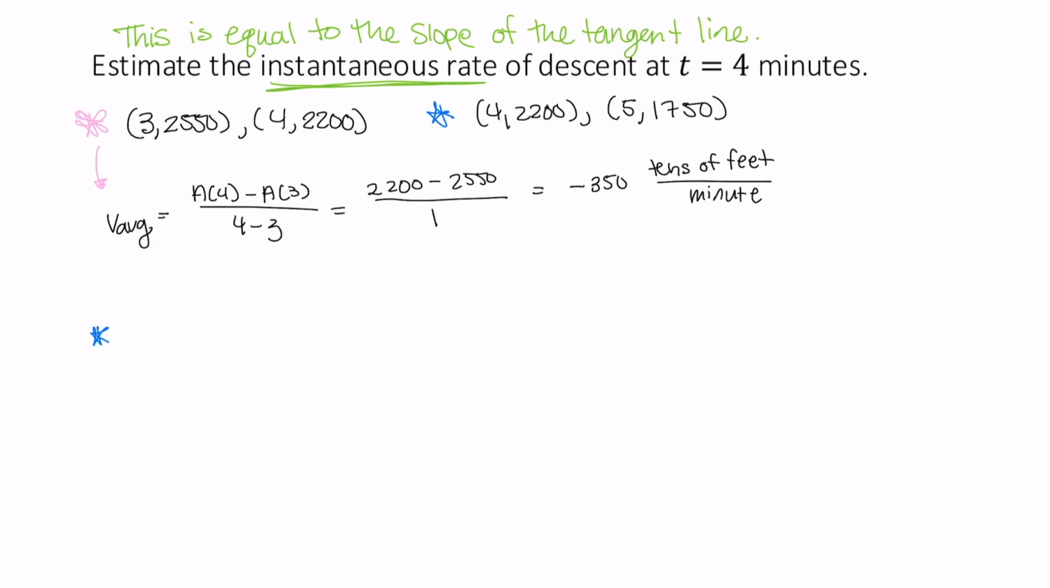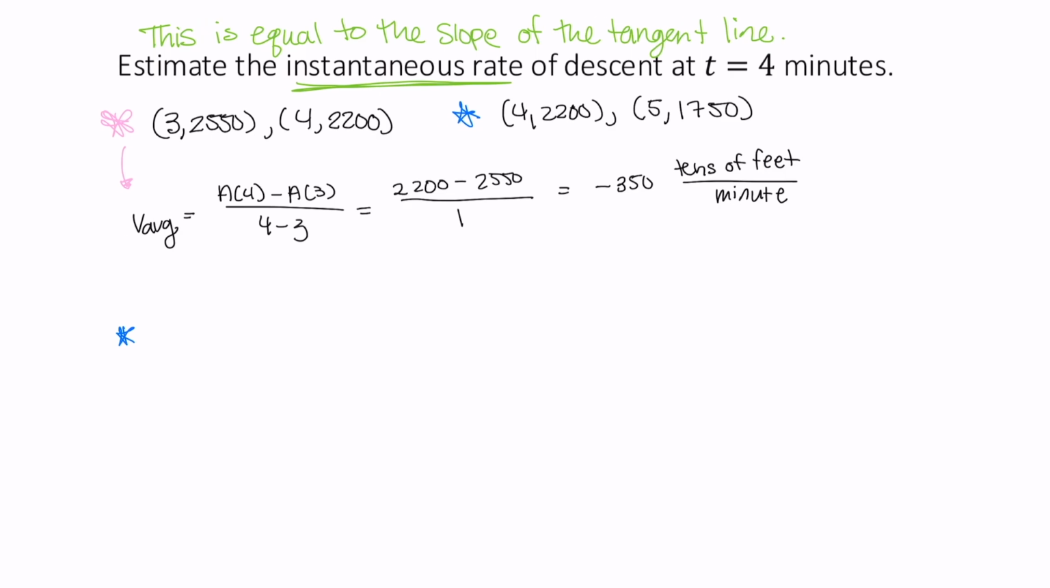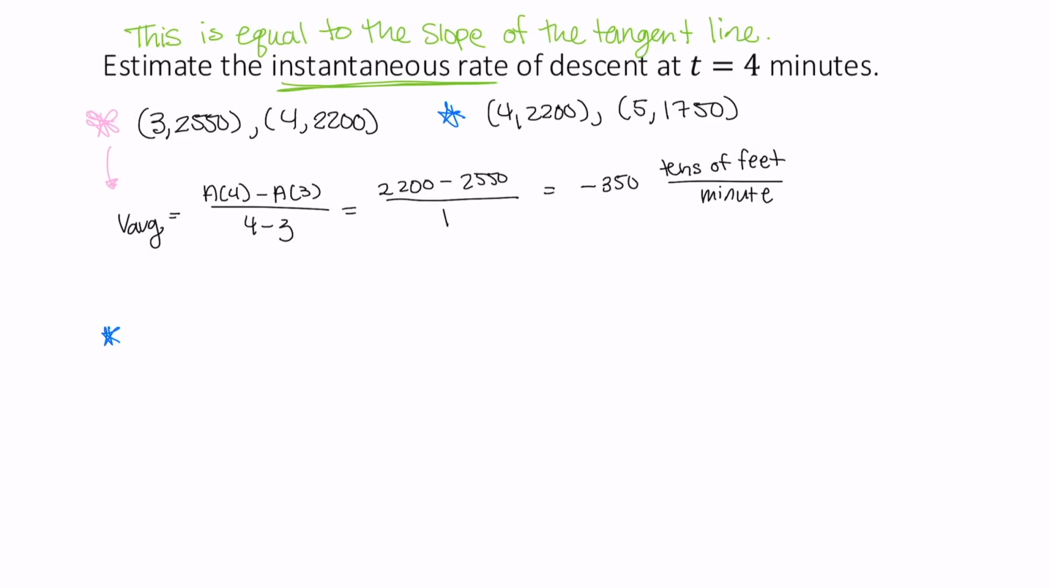All right, now we can also look at our blue tangent line, which is no longer pictured, but if you've been watching this whole video, you remember I sketched it in blue. So, apologies for that jump in the screen. So the average rate of change is equal to a of 5 minus a of 4 over 5 minus 4.